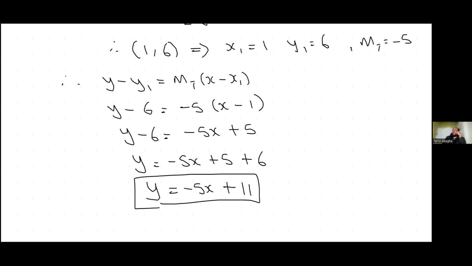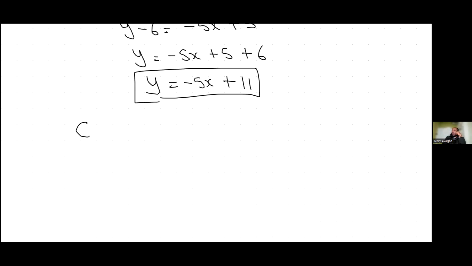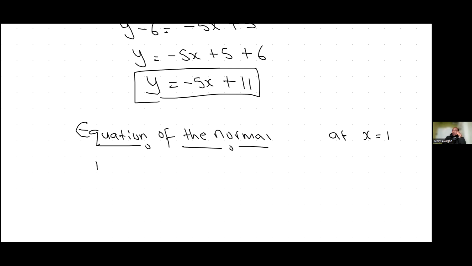So now to get the equation of the normal at x is equal to 1, a similar thing. The equation of the normal, all right? So at x equal to 1, the same thing. We've gotten that, but the only difference here is that it's y minus y1. So instead of the slope of the tangent, it's going to be the slope of the normal, Mn, times x minus x1.